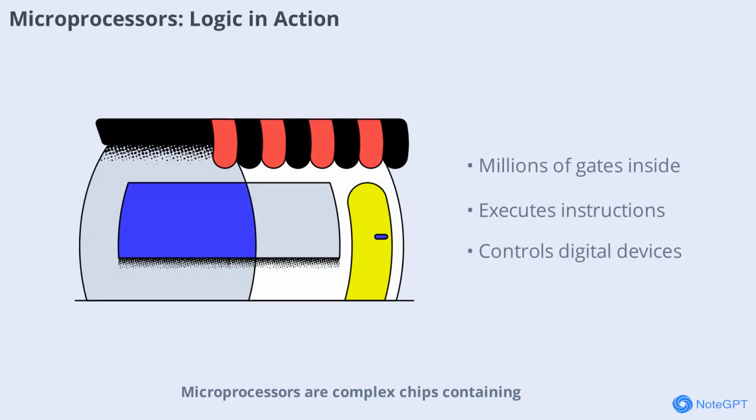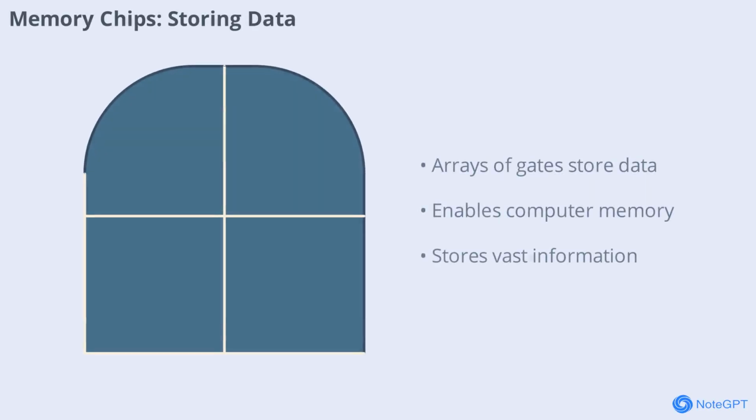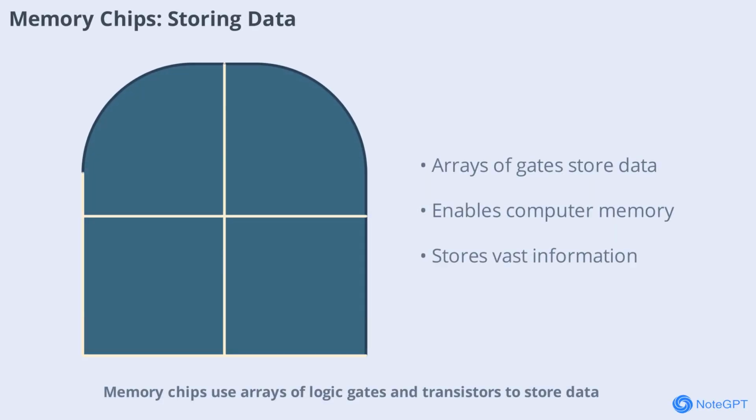Microprocessors are complex chips containing millions of logic gates and transistors. They execute instructions, perform calculations, and control devices. Every action your computer takes, opening a file, playing music, browsing the web, relies on the rapid switching of logic gates inside the microprocessor.